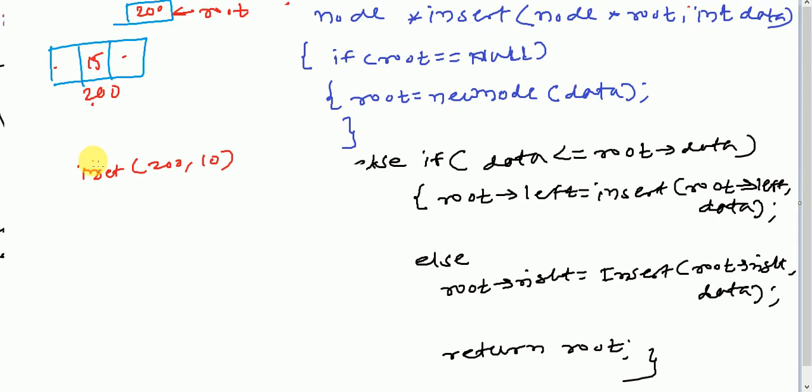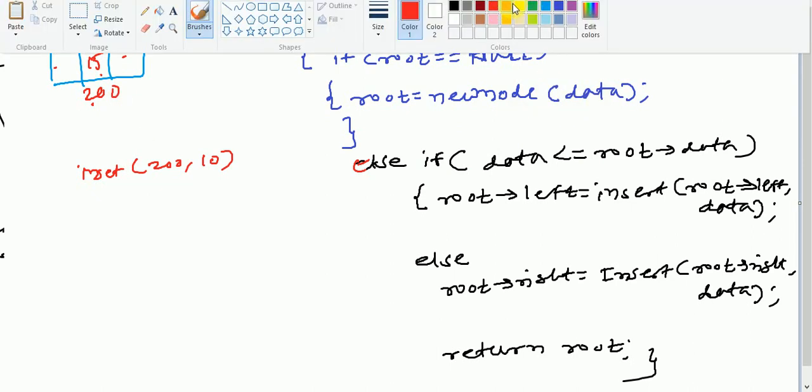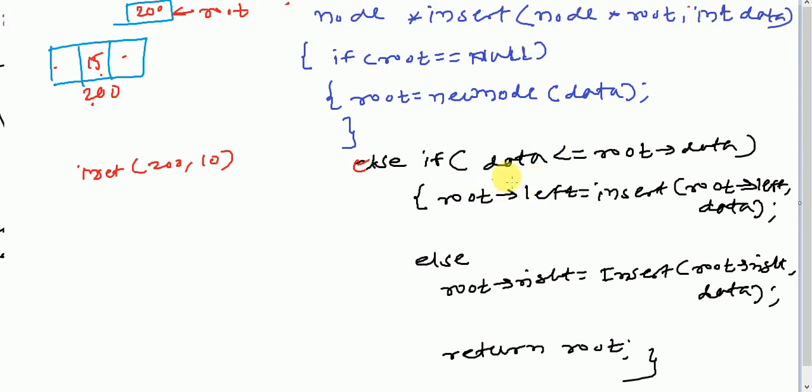Right. Now this root is not null, so we'll come to the else if part. What is the root arrow data here? Root arrow data is 15. 200 arrow data is 15, and actually here data is 10. So 10 is smaller than 15. This condition becomes true. We'll go to root arrow left. So here now 200 arrow left. So 200 arrow left is null.